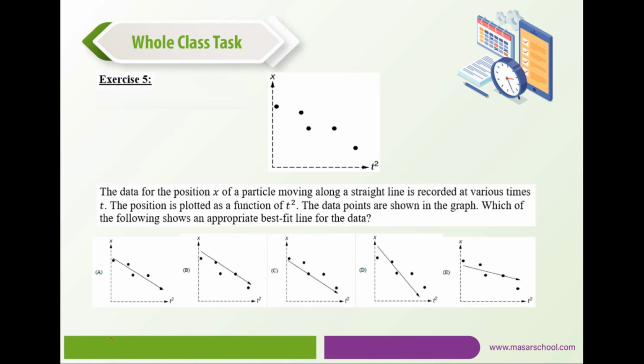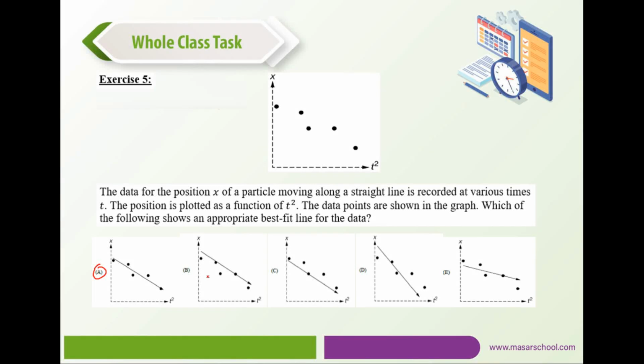Now, exercise 5, the data for the position x of a particle moving along a straight line is recorded at various times t. The position is plotted as function of t squared. The data points are shown in the graph. Which of the following shows an appropriate best fit line for the data? Remember that the best fit line is the line that passes among almost all the points or closest to these points. Now, A in this case would be the correct answer.